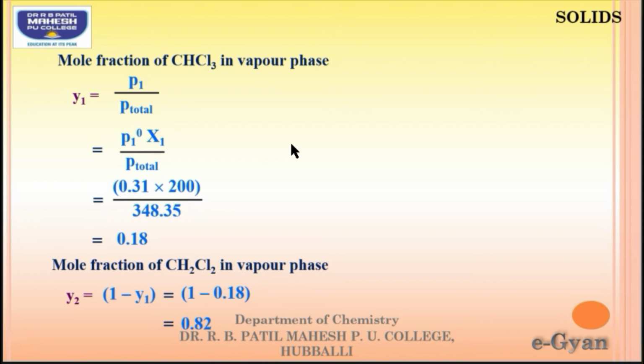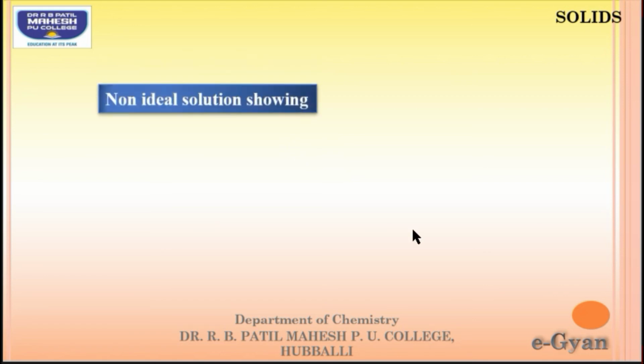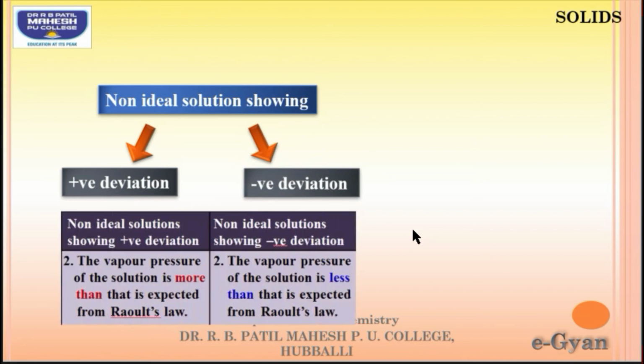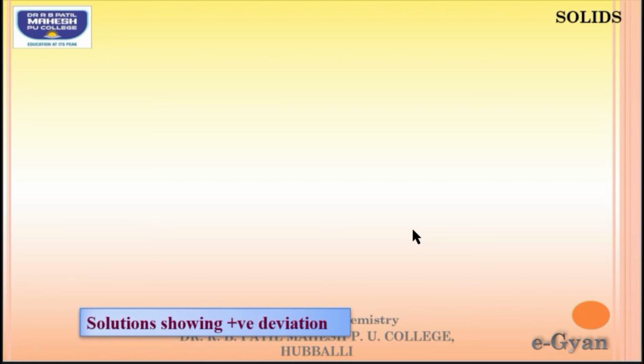Let us see the graphical representation of this non-ideal solution. We know already that a non-ideal solution will show two types of deviations. One is positive deviation, the second one is negative deviation. So when positive deviation is shown, the vapor pressure of the solution is more than expected, whereas with negative deviation it will be less than expected. So I will take a solution showing positive deviation.